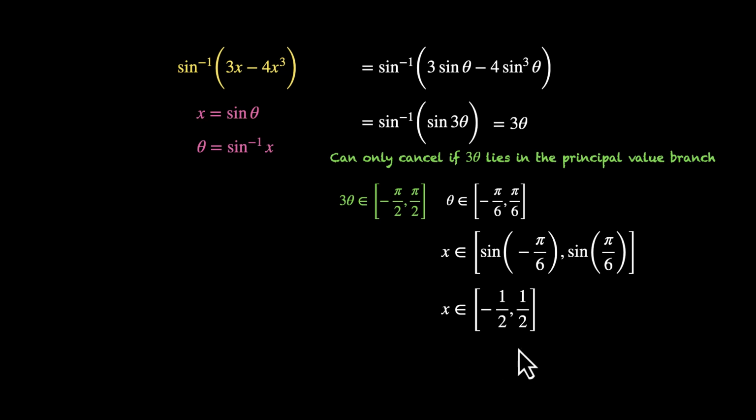So when x is in this range, minus half to half, we can write this expression sine inverse 3x minus 4x cube as 3 theta, which means this is equal to 3 sine inverse x. So we can replace this with this when x belongs to minus half to half. One last property, cos inverse 4x cube minus 3x. Pause the video, give this a try. Let's replace x with cos theta. Here theta is cos inverse x. So this expression becomes cos inverse 4 cos cube theta minus 3 cos theta.